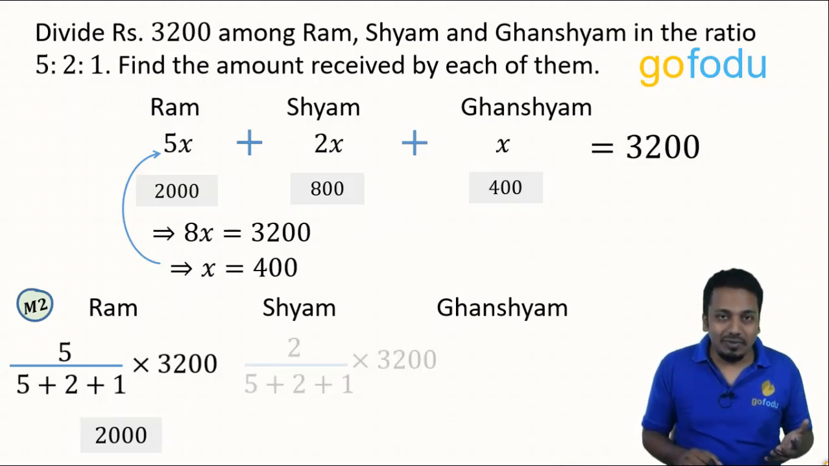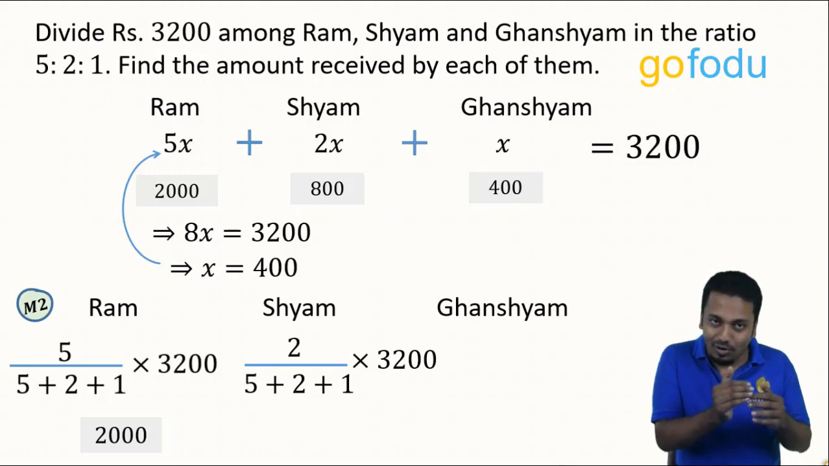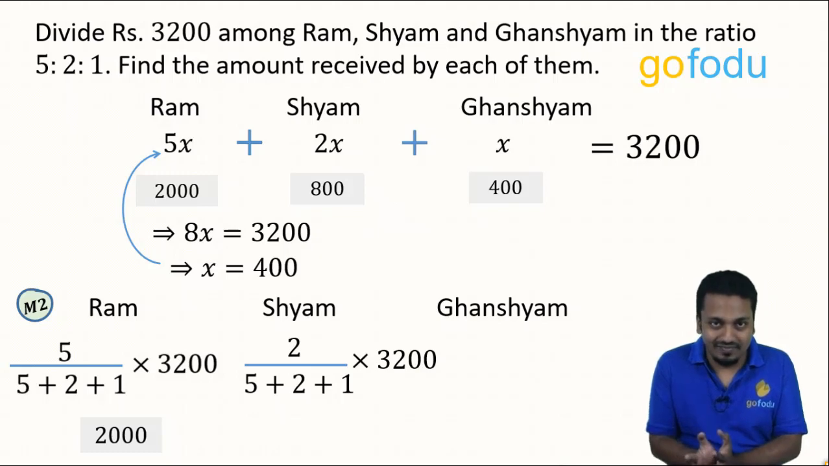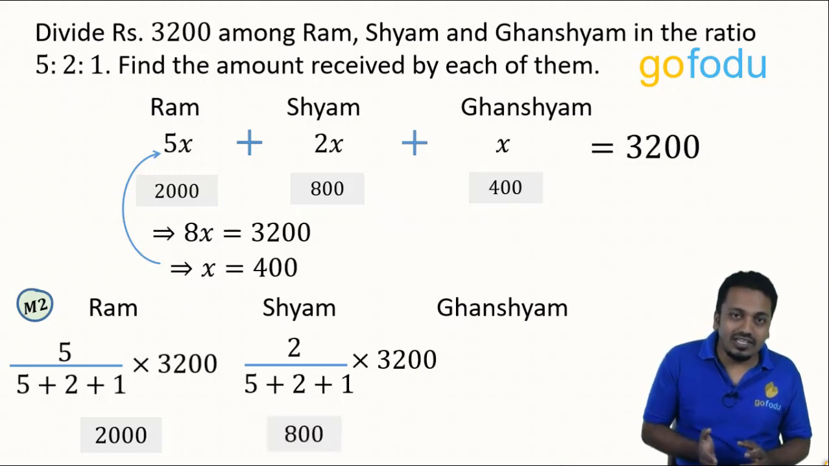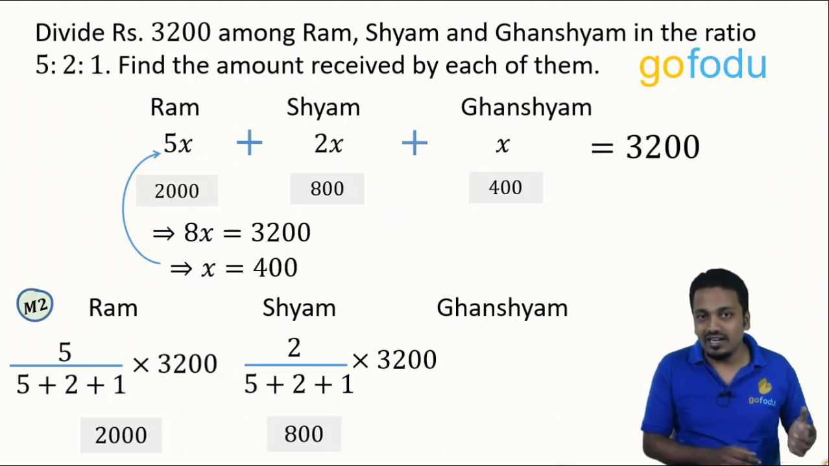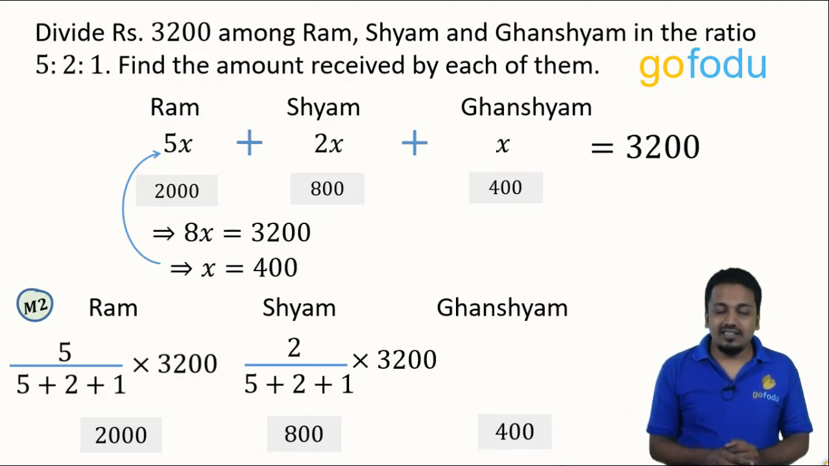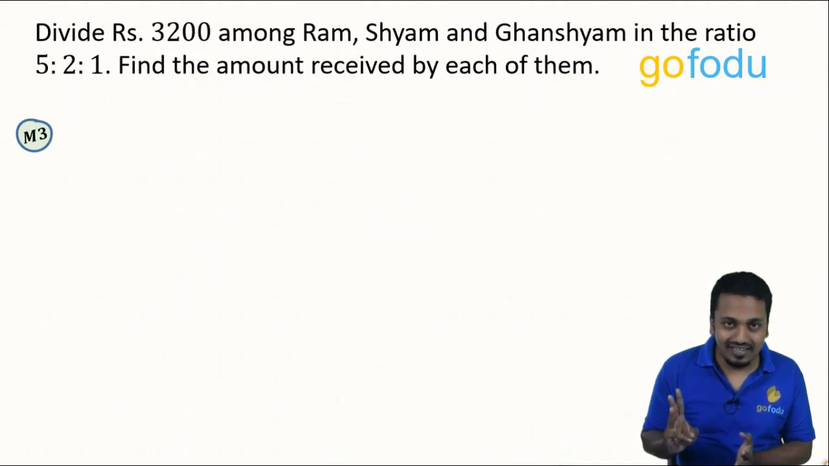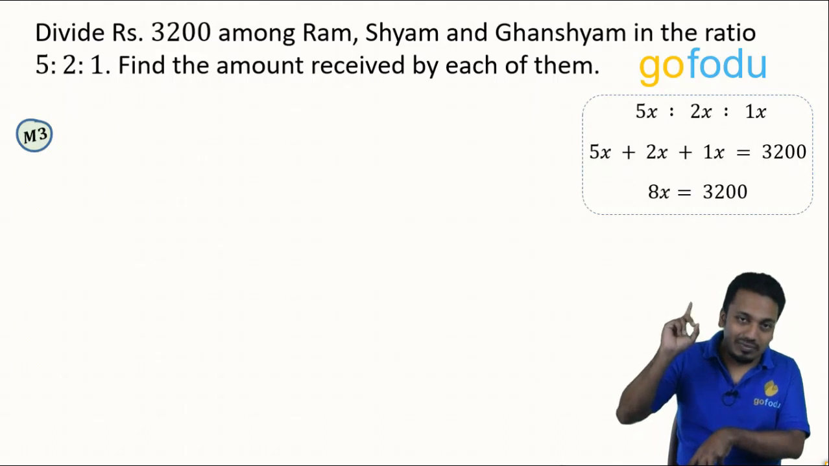Similarly, Sham's share will be 2 upon 8. Sham's share on ratio scale upon total share on ratio scale, 2 upon 8 into 3200. That is rupees 800. And subtract 2800 from 3200 and get the value of Ghanshyam's share. What remains is Ghanshyam's share. And we'll quickly move to method number 3. Try to see how similar this method 3 is with method number 1.